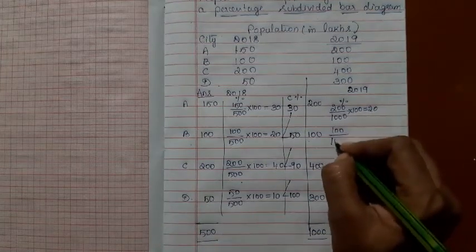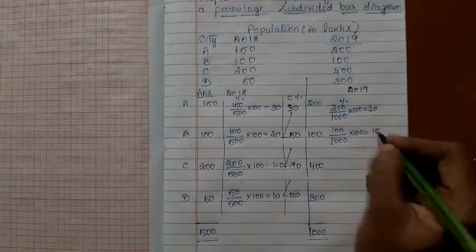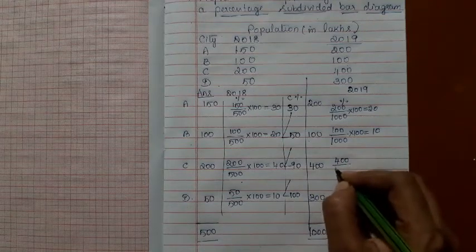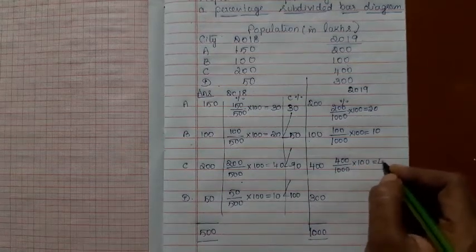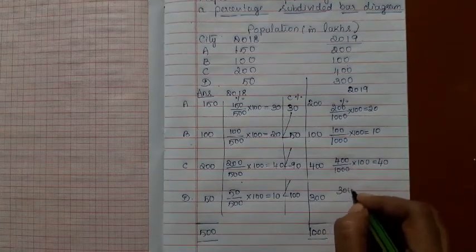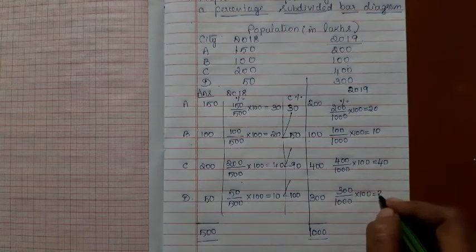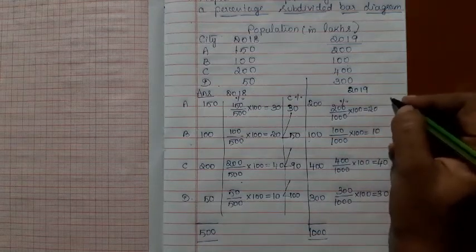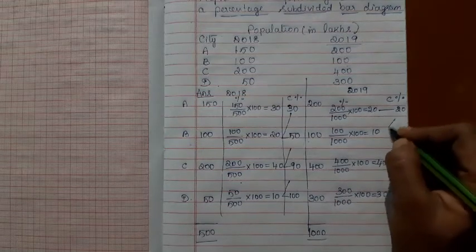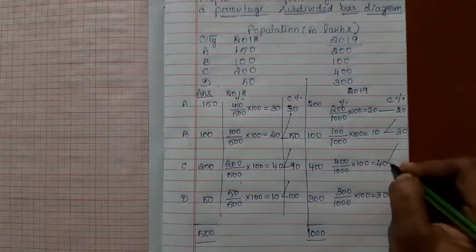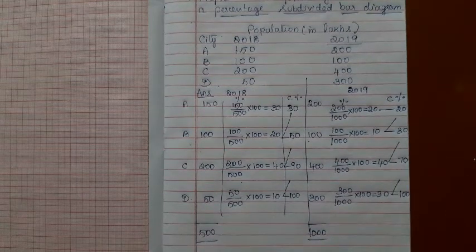100 divided by total 1000 into 100, you get 10. 400 divided by 1000 into 100, you get 40. 300 divided by 1000 into 100, you get 30. This is percentage. Compute the cumulative percentage. C means cumulative, add. So the calculation is over.